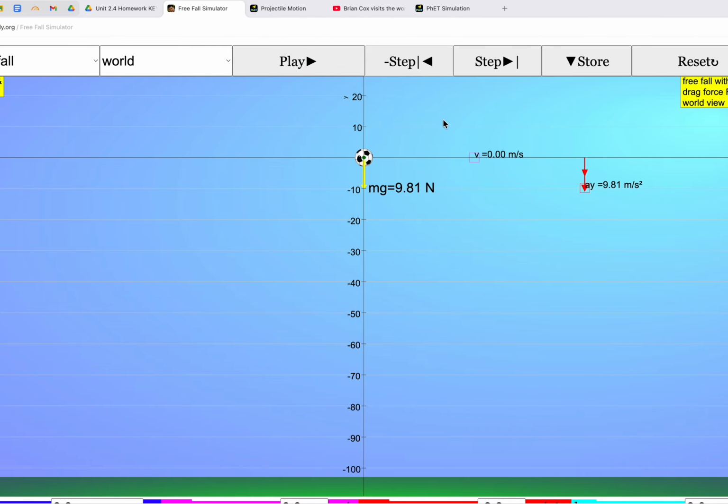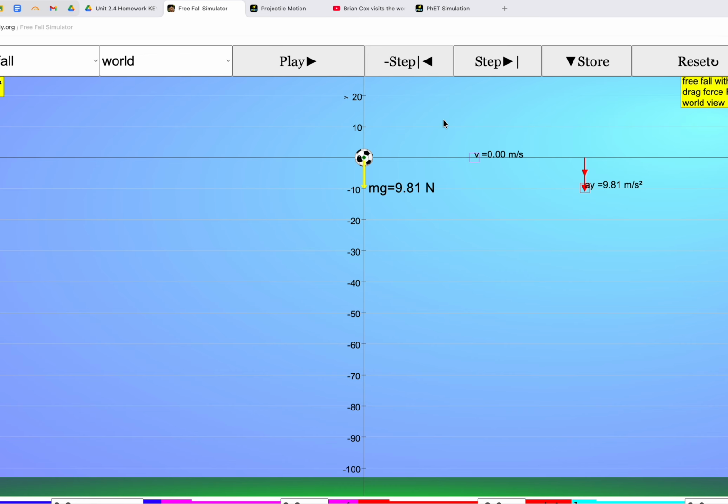Great, so here we have the free fall simulator. And let me just show you a few things. I want to show you what happens to acceleration when the ball is dropped, and what happens to velocity as the ball is dropped. So let's start with the velocity before the ball is dropped. Well, why is the velocity 0 meters per second?